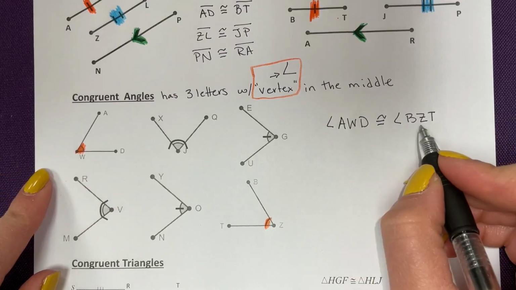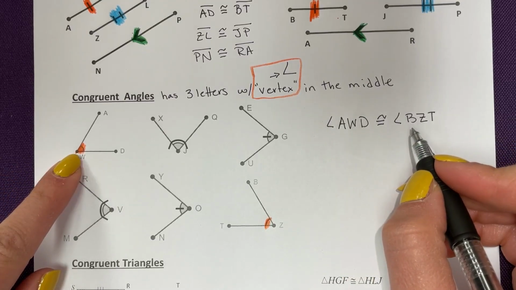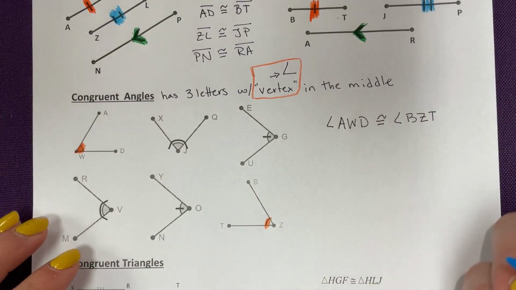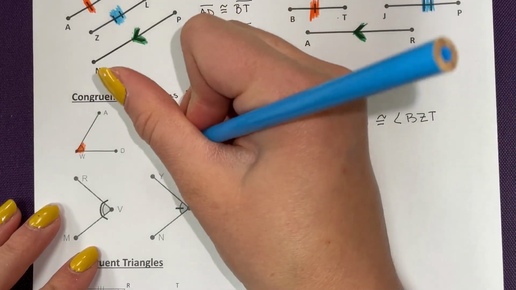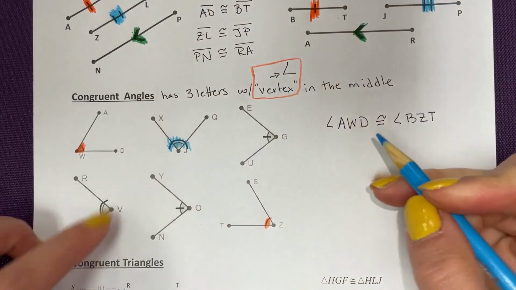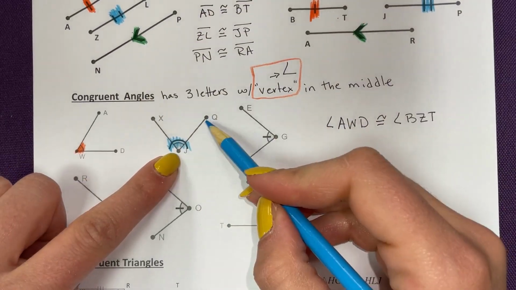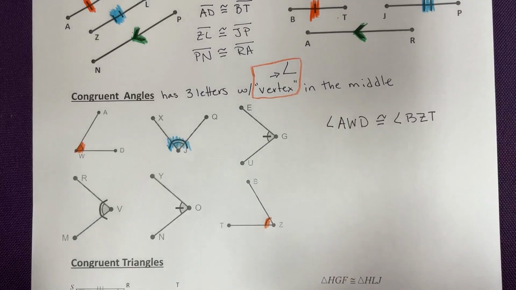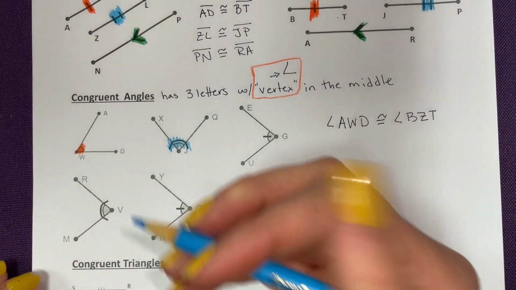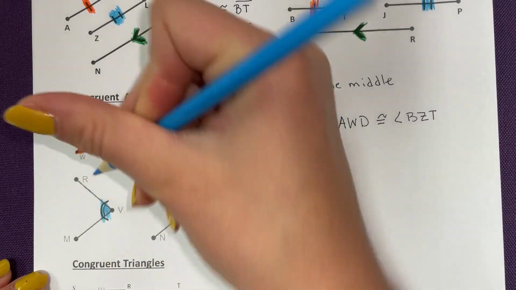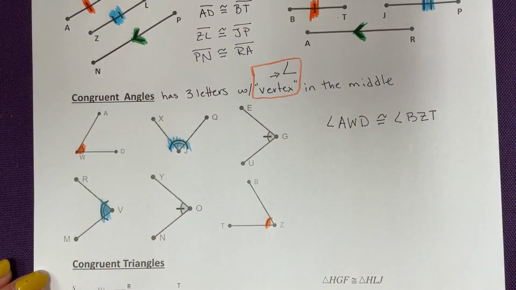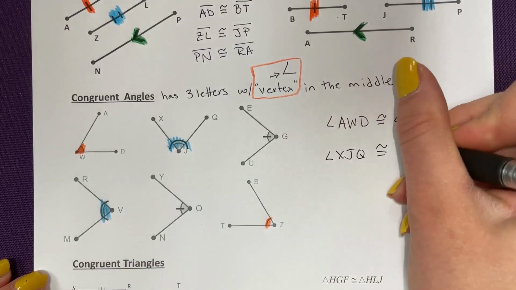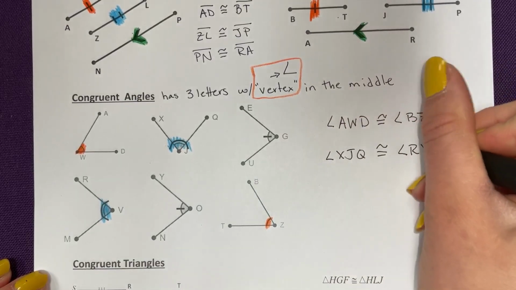And remember, you need three letters. It's not always going to be perfect like this. Sometimes it's going to be within shapes. All right, next up, let's look at angle XJQ. The congruent, same type of symbol happening on the angle is going to be RVM. So I can say angle XJQ is congruent to angle RVM.